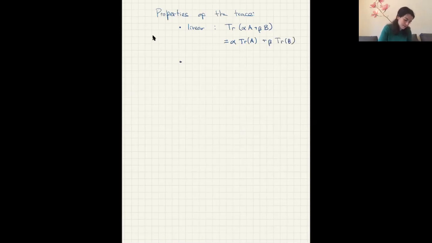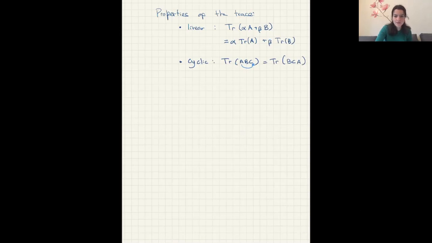The second thing is that it's cyclic, meaning that the trace of A, B, C, so the multiplication of matrices, is the same as the trace of B, C, A. Okay, of just sending this one over there, or the other way around also works.